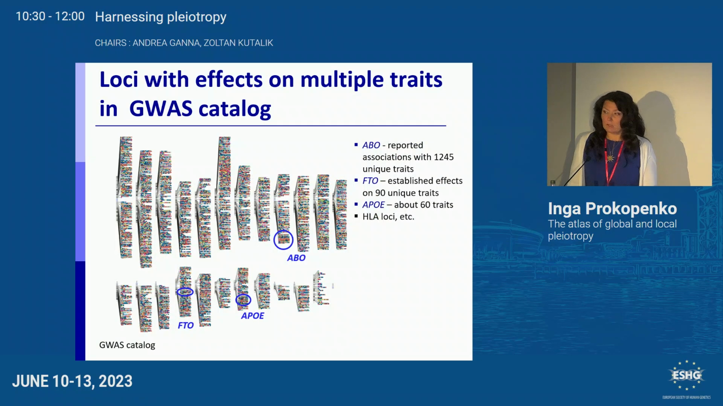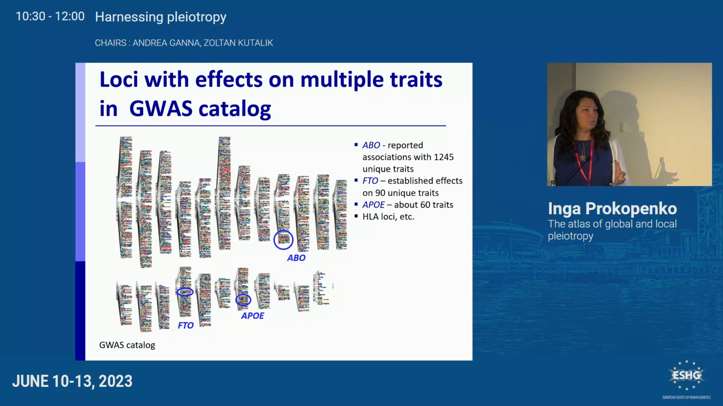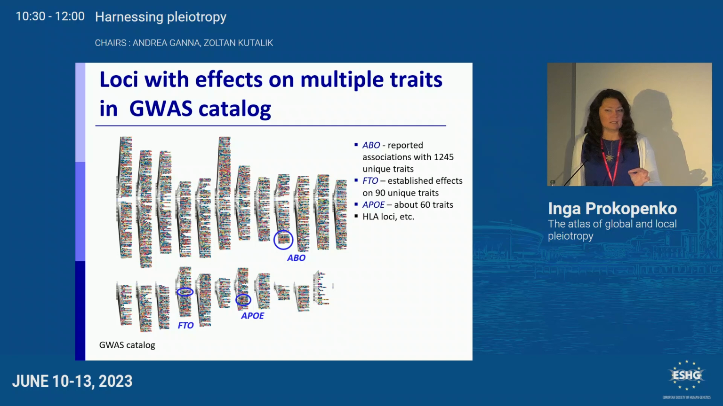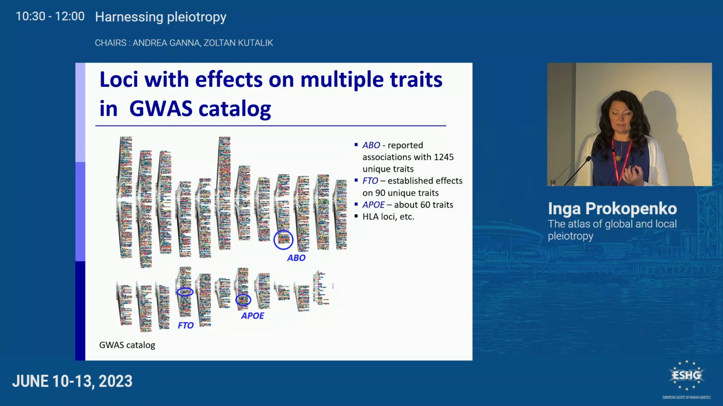But now, let's go back to the global picture of what we have when we look at the associations with individual variants and at individual loci, right? So you will probably be struck by the number of associations reported for some specific loci. And they are the usual suspects, which we knew about many years ago. So the most associated locus is ABO.